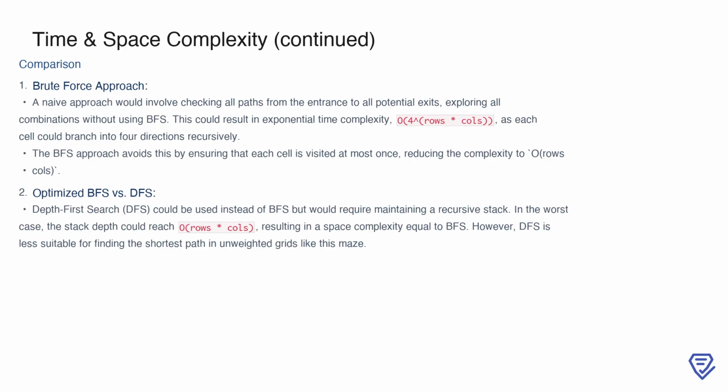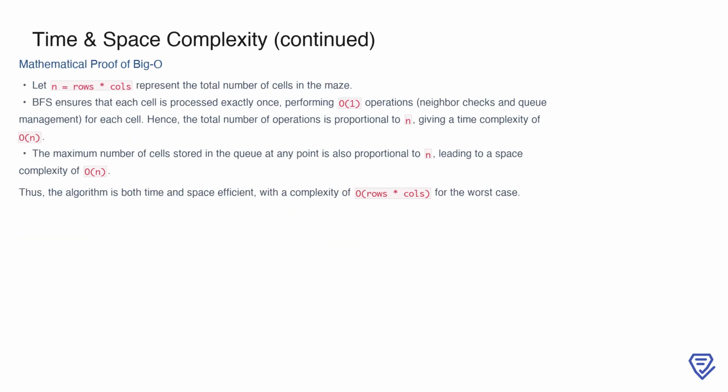While depth-first search, DFS, could also be used, it relies on a recursive stack that, in the worst case, could reach a depth of O(rows * cols). Additionally, DFS is not ideal for shortest path problems in unweighted grids, as it does not naturally explore the shortest routes first, unlike BFS. Finally, let's establish the mathematical basis for the algorithm's time and space complexity.